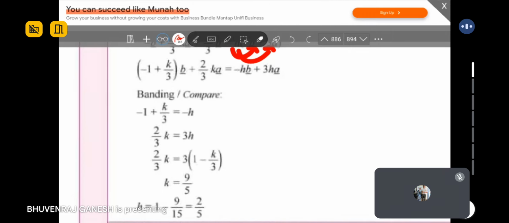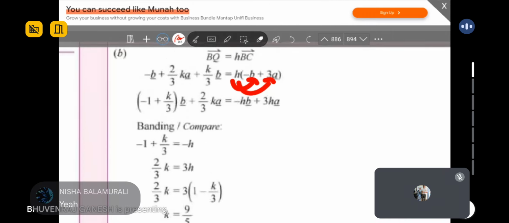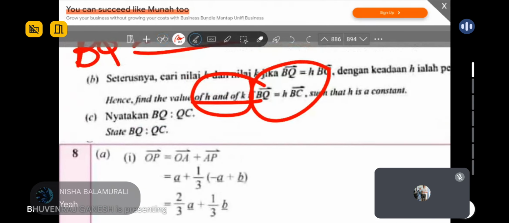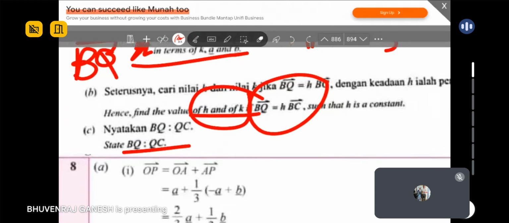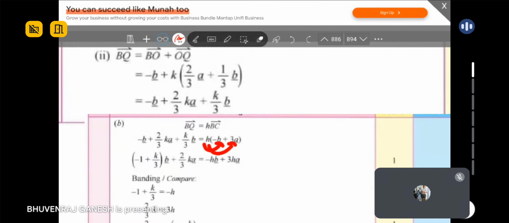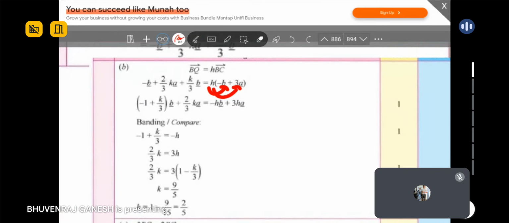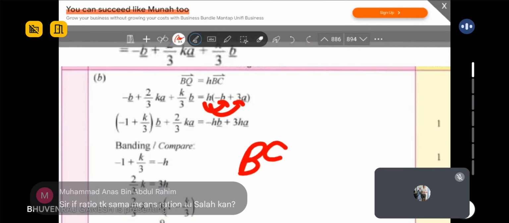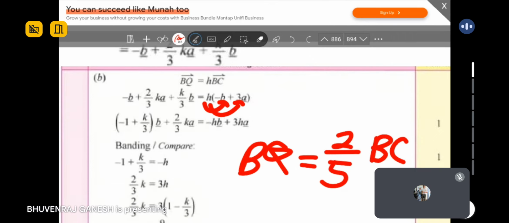Okay, alright. So we come to the question C. Soalan terakhir bagi nombor 8. Okay, BQ to QC guys. How to find out? Very simple guys. You already have your H value. Am I right? Kamu dah dapat nilai H. Okay, so just substitute. Okay, H value equal to 2/5. Okay, so mean that BQ equal to 2/5 BC. Okay, this is your equation.